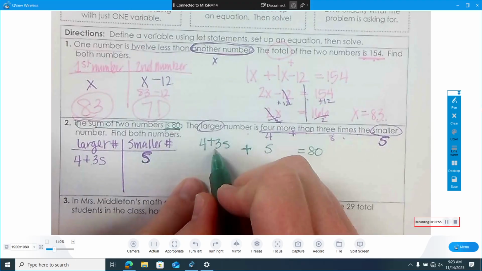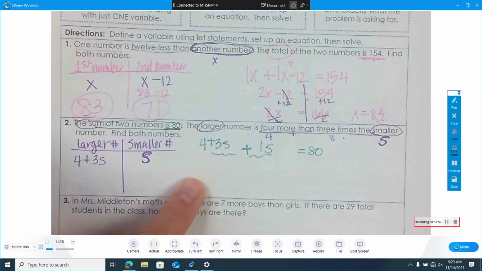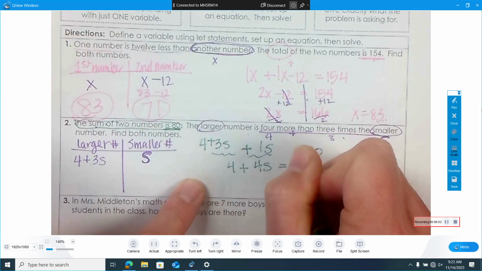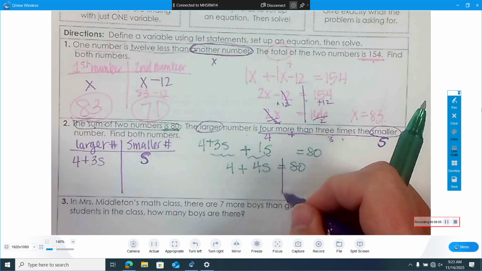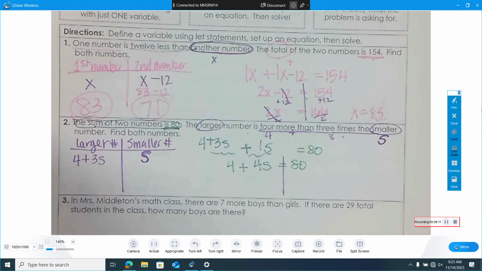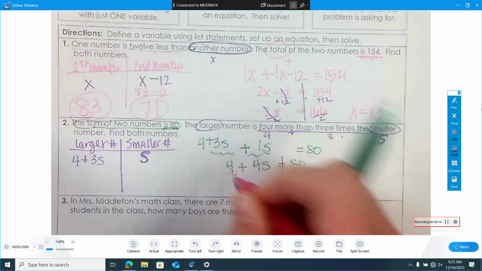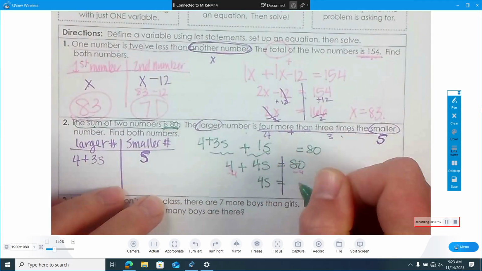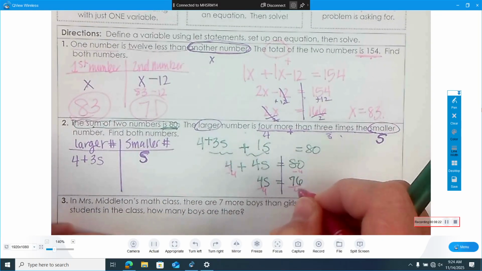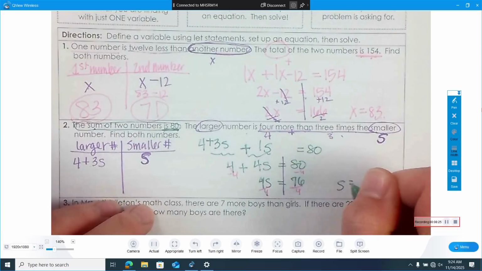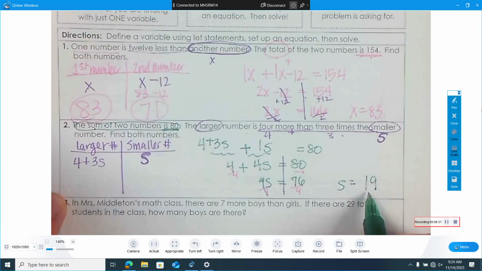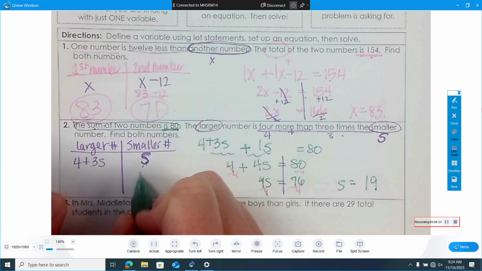Let's see, so this is 3 S's plus 1 S, which gives me 4 S's. So I have 4 plus 4 S's equals 80. And I'm going to go ahead and draw my wall. So what should we do to solve? Minus 4, good. Going to subtract 4. So I have 4 S's equals 76. And then divide by 4. S equals 19. Great. So what should I do? Yeah, so what's S? 19.